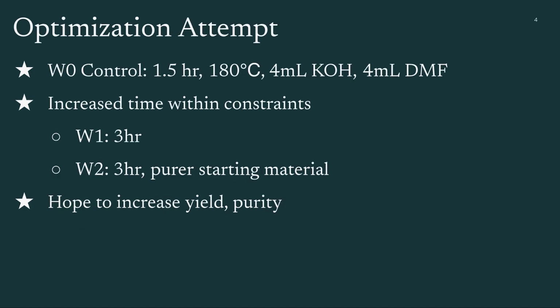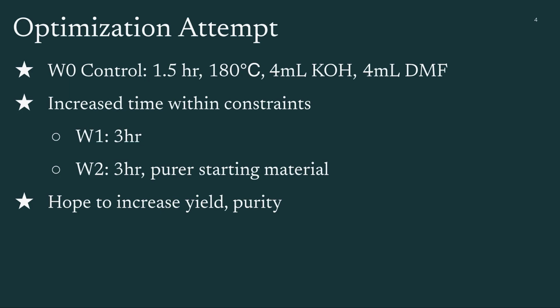Here's a summary of the conditions I used. The week 0 control, which was our original synthesis, ran for 1.5 hours at 180 degrees Celsius with 4 milliliters of KOH and 4 milliliters of DMF. To extend the time while staying within the allowed conditions due to the constraints of our lab, I ran 2 modified reactions in week 1 and week 2.